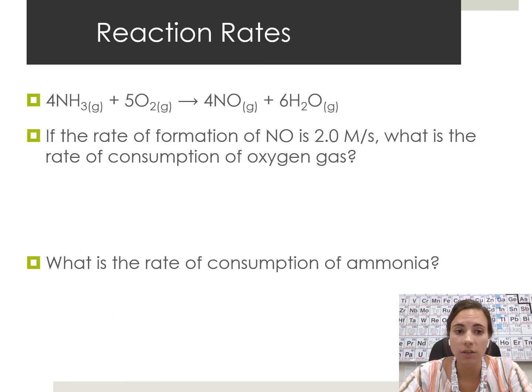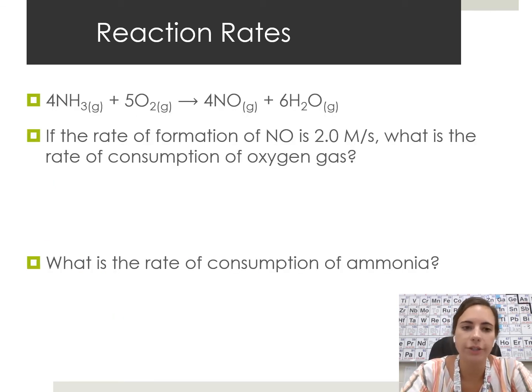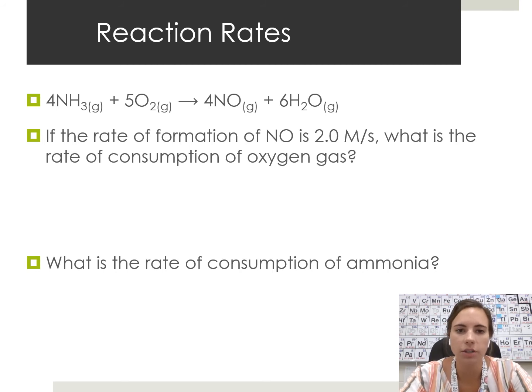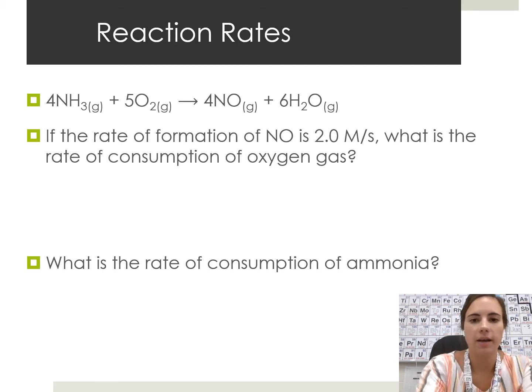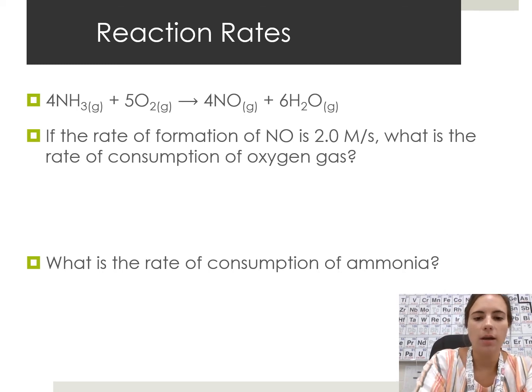So let's do an actual example of this. I'm given the equation that ammonia plus oxygen gas yields nitrogen monoxide and water. If the rate of formation of nitrogen monoxide is 2 molar per second, what is the rate of consumption of oxygen gas? So the rate of nitrogen monoxide is 2.0 molar per second.